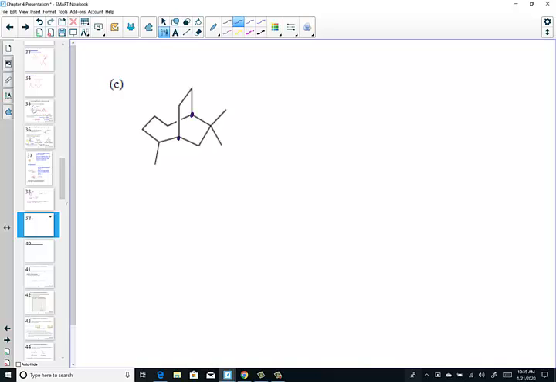Let's count the total number of carbons so that we can get the parent name of this bicyclic structure. I'll start at the first bridgehead. Here's carbon 1, 2, 3, 4, 5, 6, 7, 8. That's the first ring. Then I'll come up here, 9, 10. I count 10 total carbons involved in both rings.